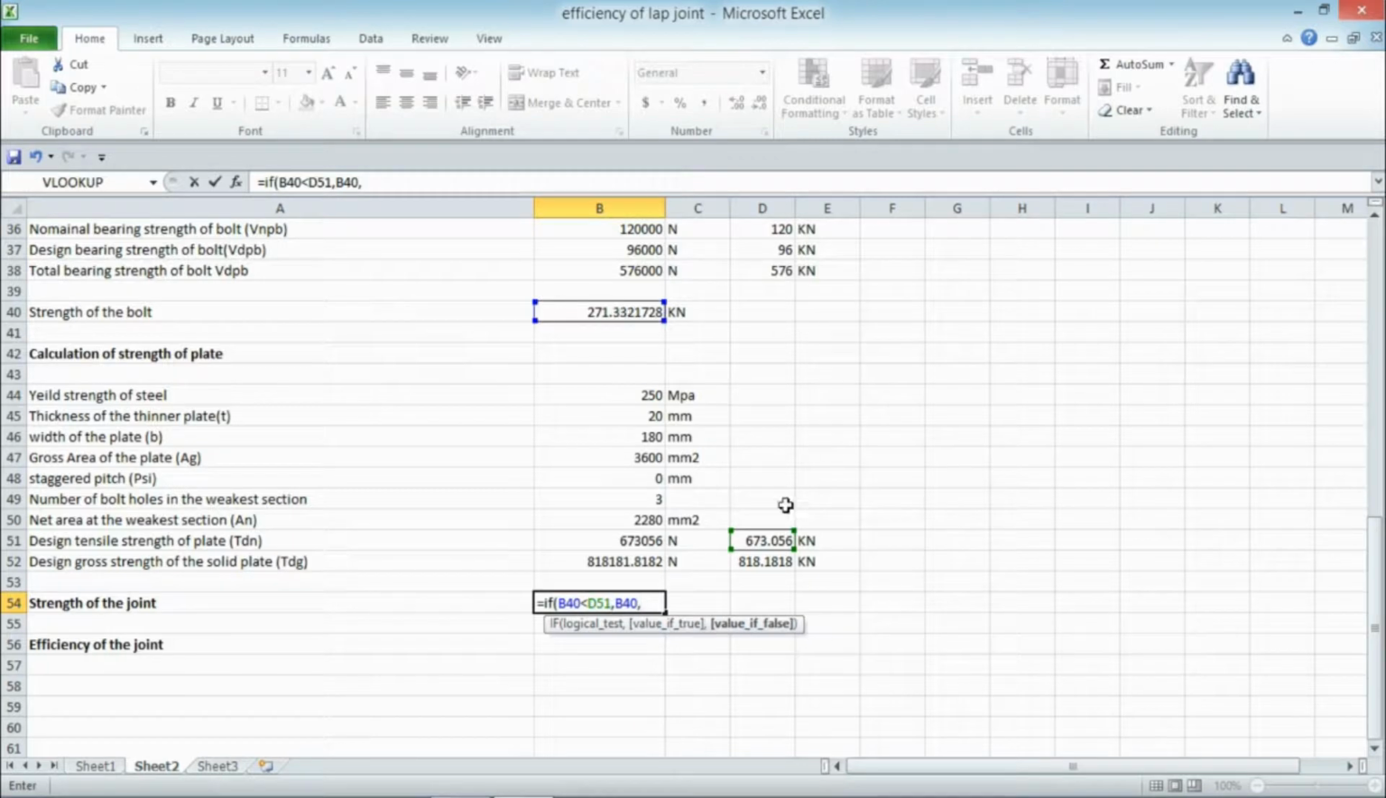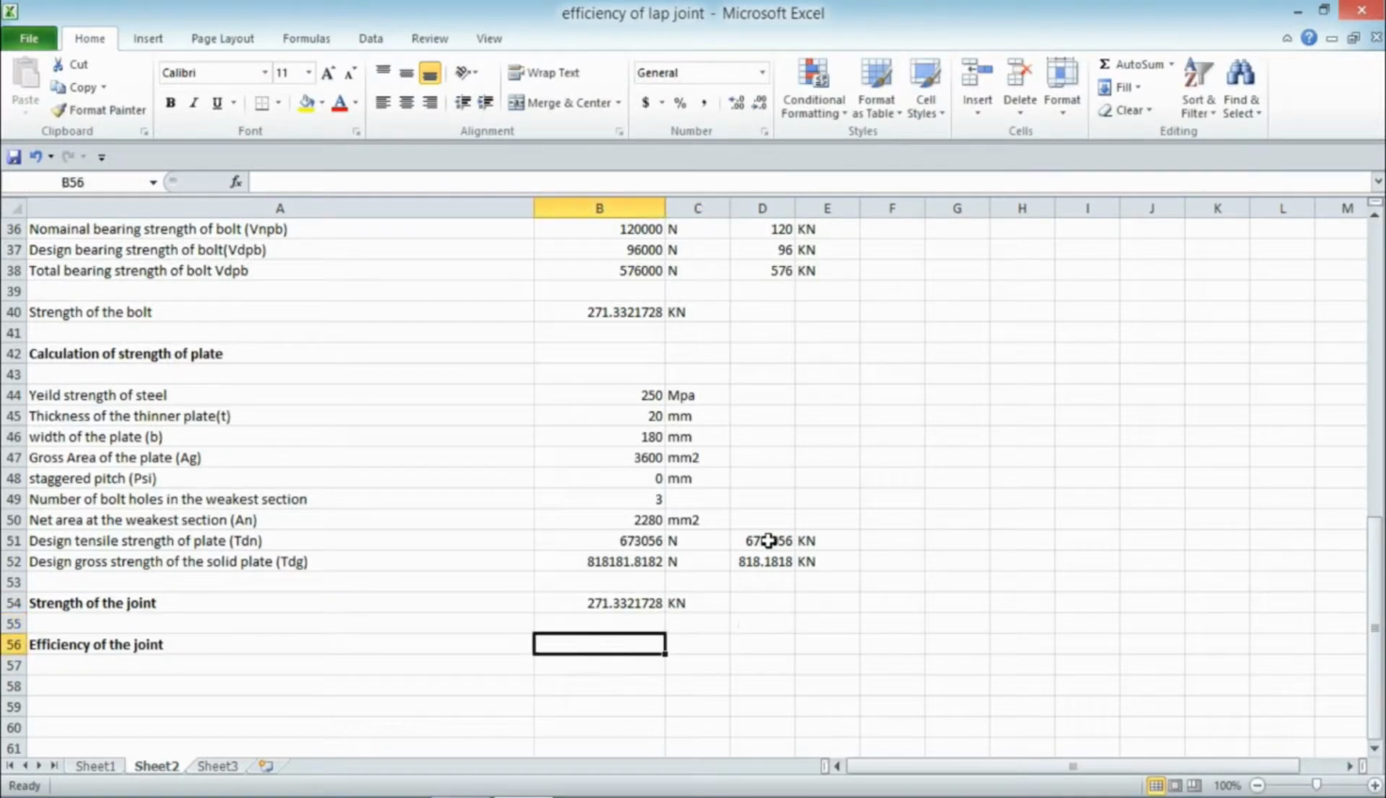After taking the strength of the bolt, the strength of the joint is taken as the minimum value of the strength of the bolt and strength of the plate, and the strength of the joint is equal to 271 since it is the minimum value. Now we'll calculate the efficiency of the joint. Efficiency of the joint is equal to strength of the joint by strength of the solid plate into 100. Therefore we got the efficiency as 33%.